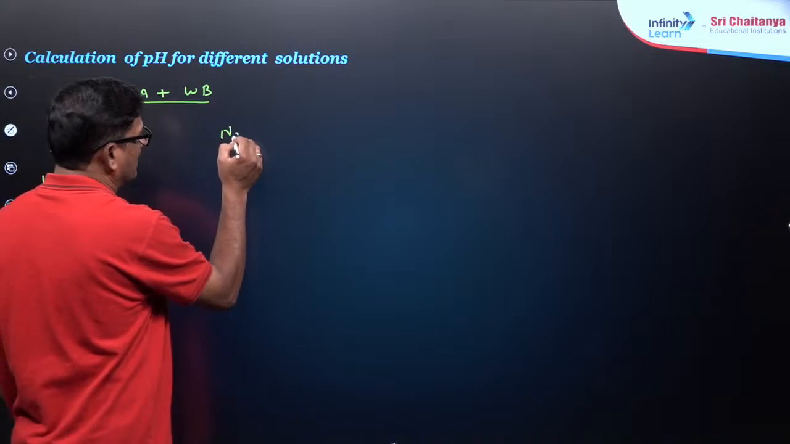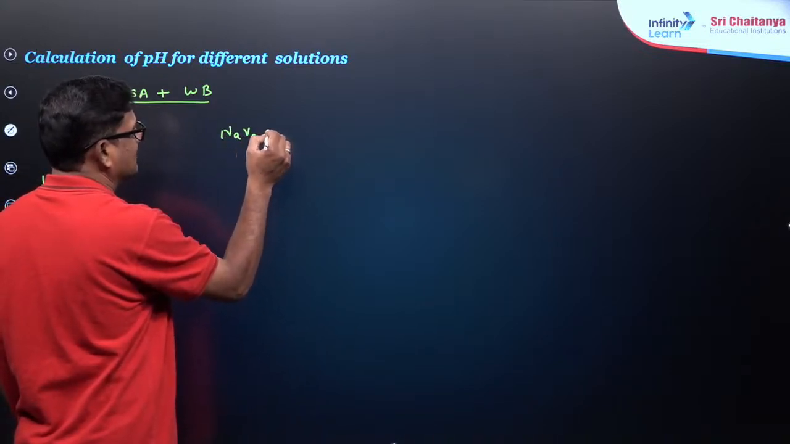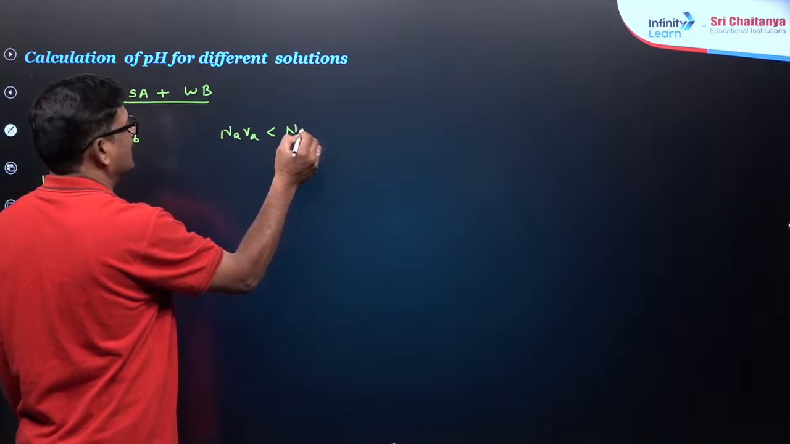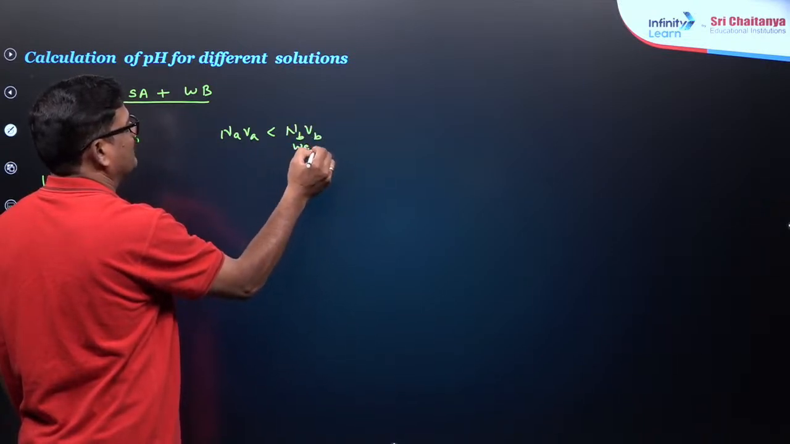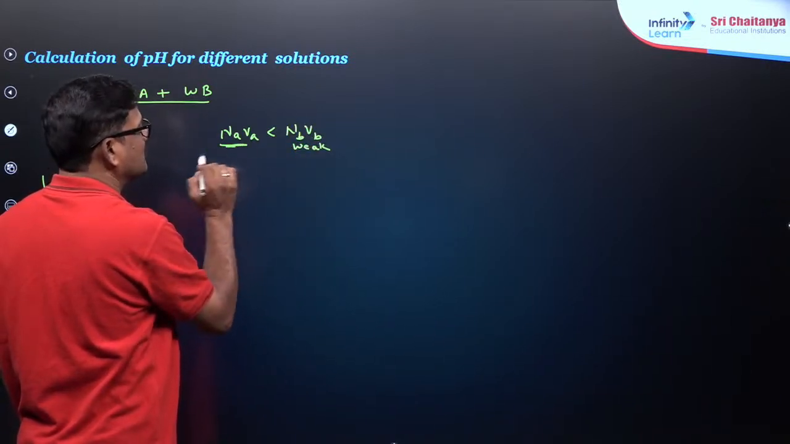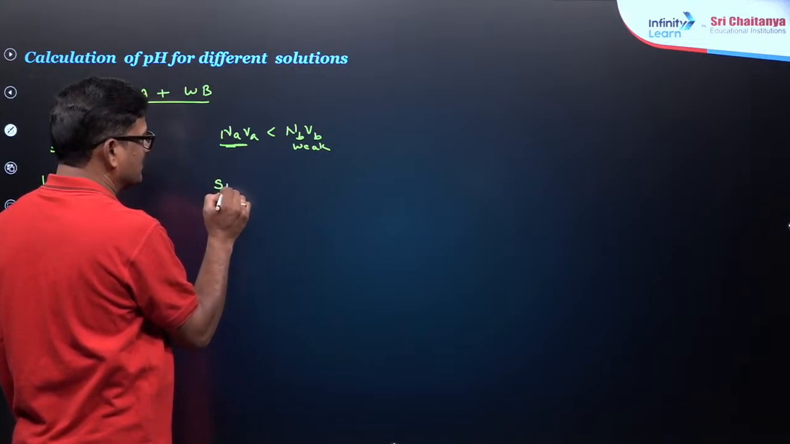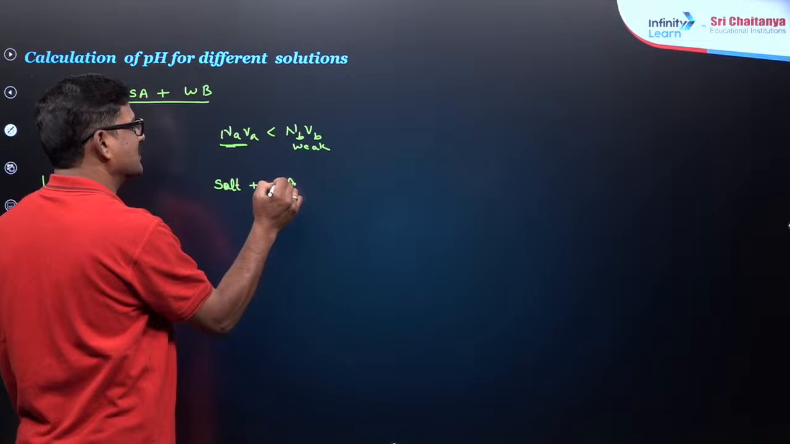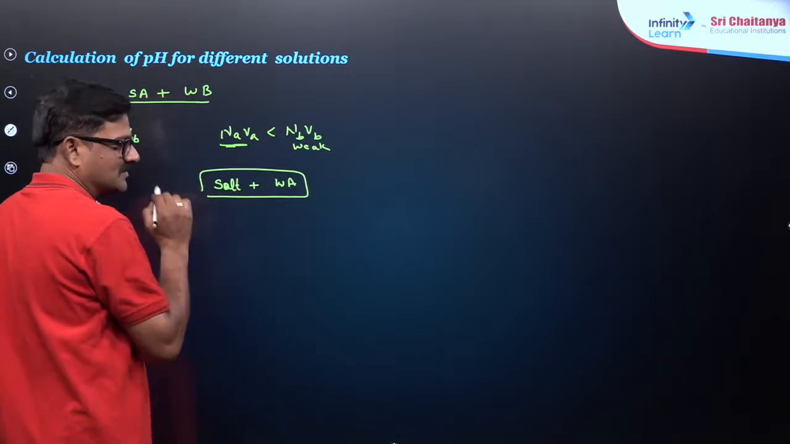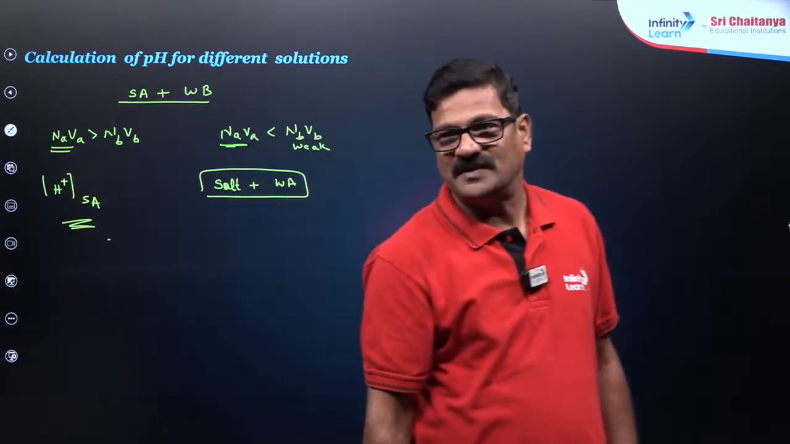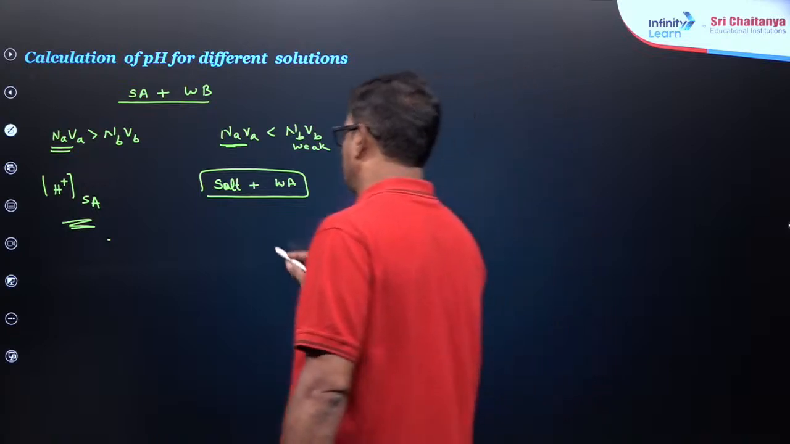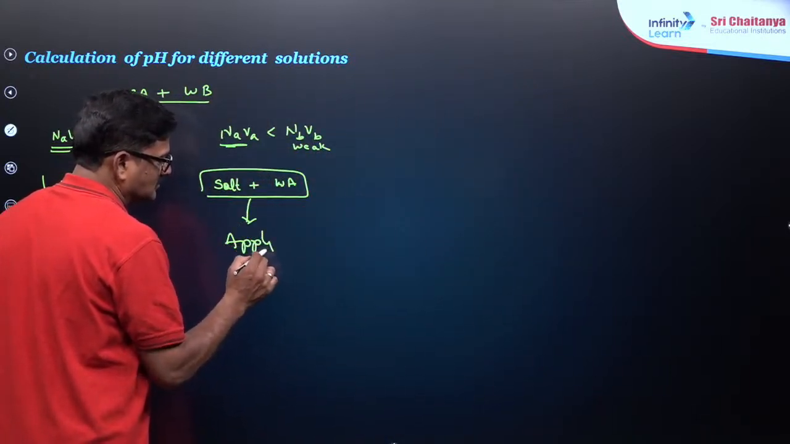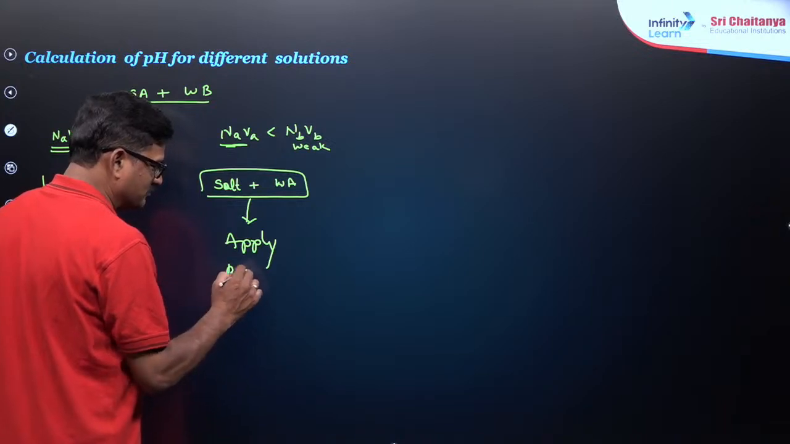If the normality and volume of the acid is less than the normality and volume of the weak base, and this is weak, so it is going to form the respective salt. So it is going to be salt plus weak base left over. That is the scenario. If that is the case, apply the buffer concept.